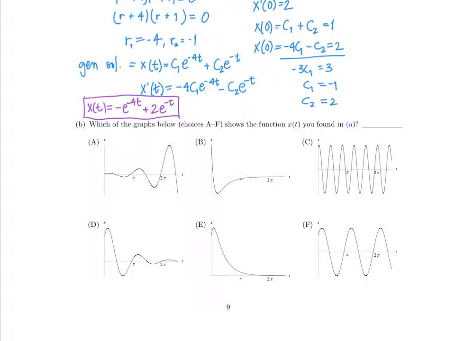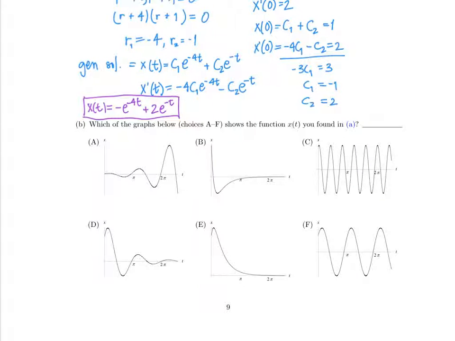A little bit of graph matching. It says, which of the graphs below shows the function x that we found in A? Note that this function is exponential decay. It is not periodic. There's not a long-term oscillation. And so that is going to disqualify quite a few. It disqualifies C, it disqualifies F, it disqualifies D, it disqualifies A.